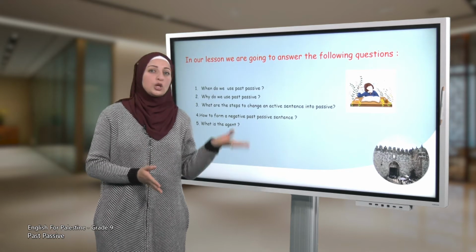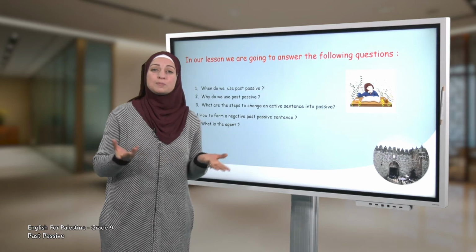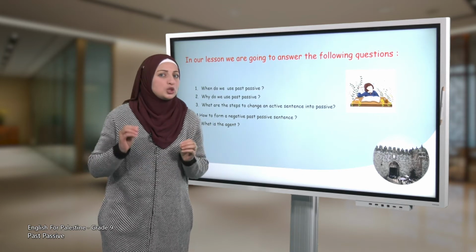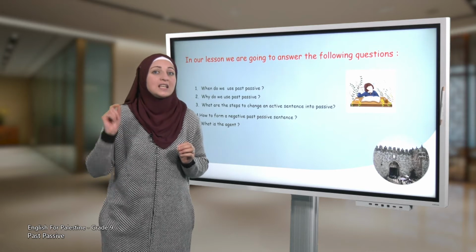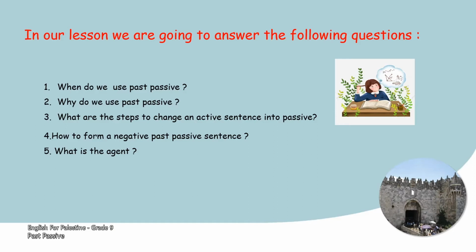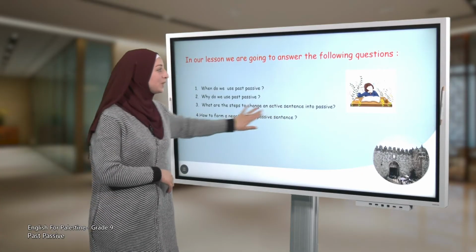So, let's start. In this lesson, we are going to answer the following questions. Question number 1, when do we use past passive? Number 2, why do we use past passive? Number 3, what are the steps to change an active sentence into passive? Number 4, how to form a negative past passive sentence? And number 5, what is the agent? So, let's start with the first question, please.